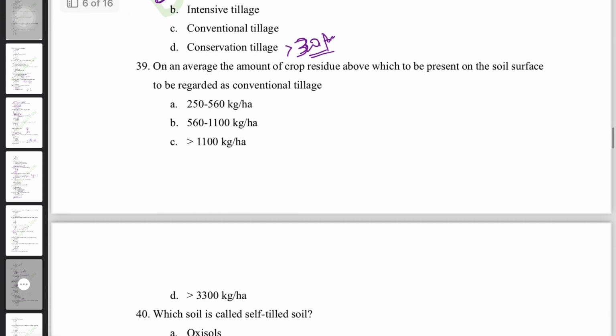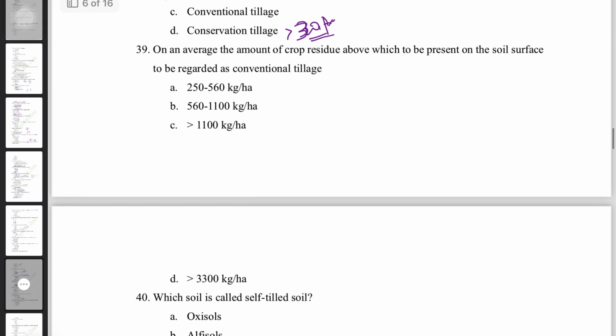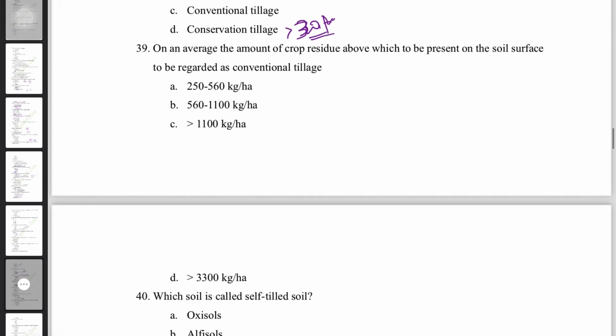On an average, the amount of crop residue above which it must be present on the soil surface to be regarded as conservation tillage, not conventional tillage, because in conventional tillage you do not leave any crop residue. It is more than 1100 kg, or 1.1 ton, per hectare.